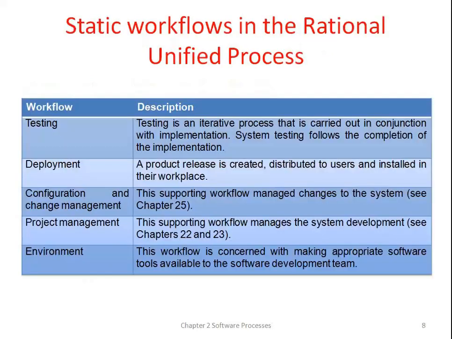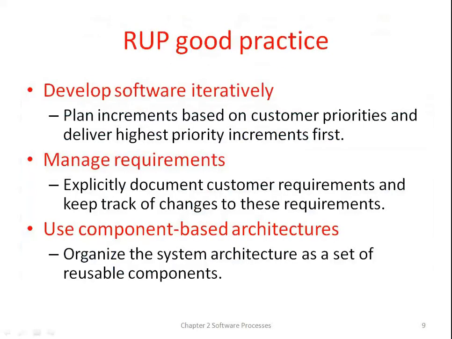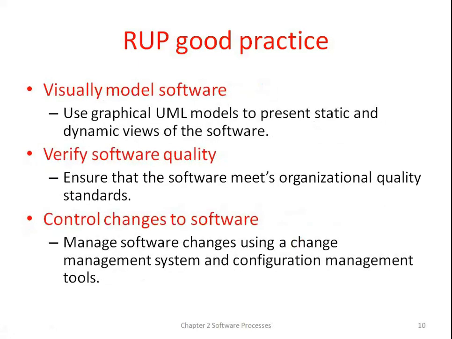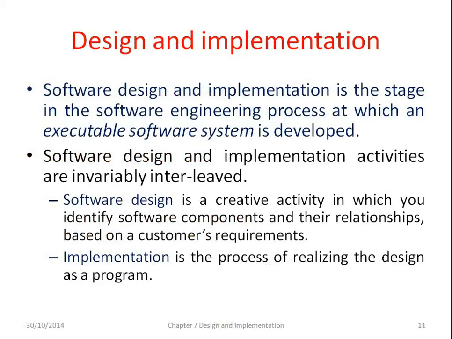So these are the 6 RUP good practices: develop software iteratively, manage requirements, use component-based architectures, visually model software, verify the software quality, and control changes to the software.